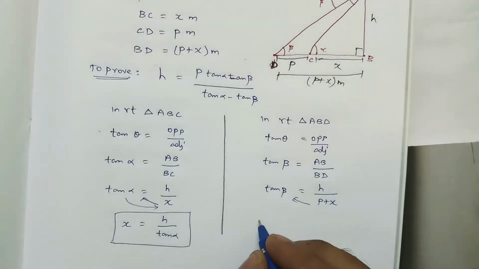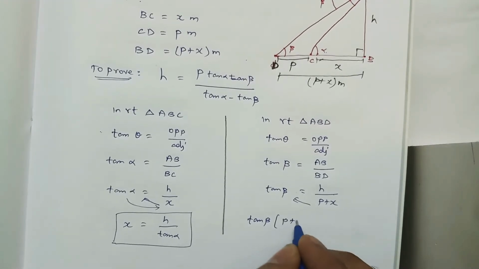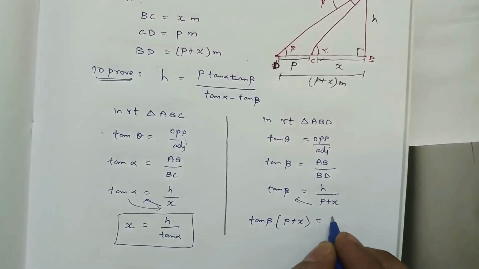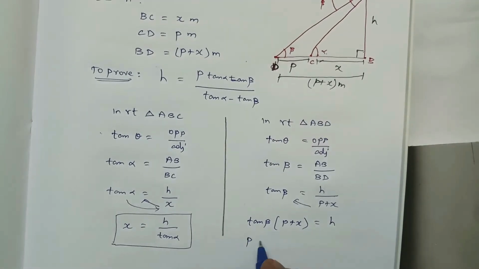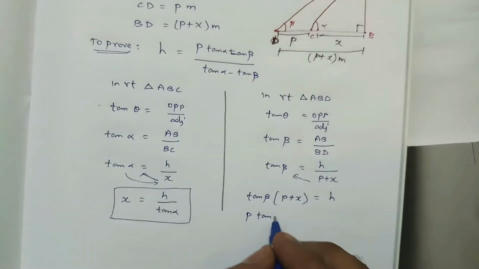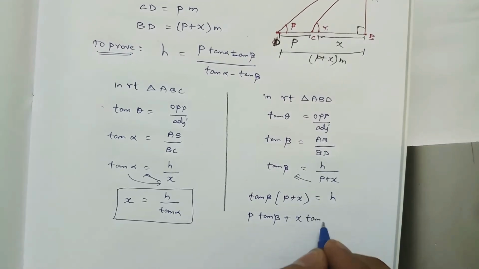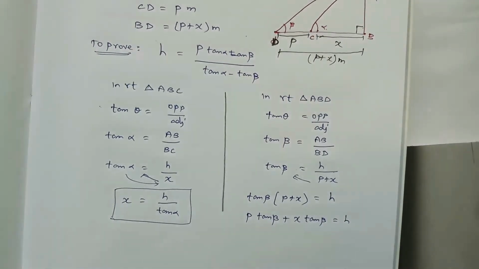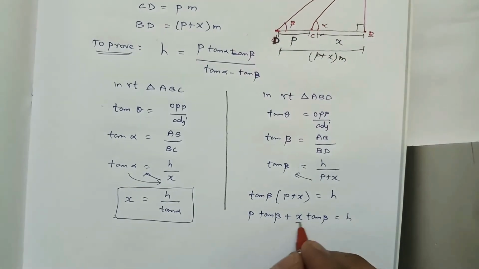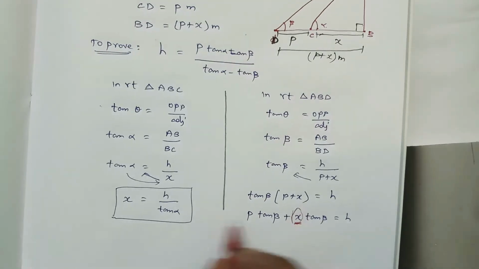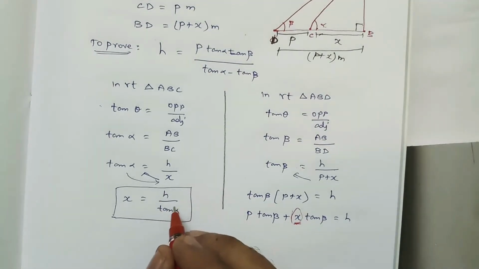Just bringing this P plus x to the LHS and multiplying, it becomes tan beta into P plus x is equal to H. Multiplying inside, P tan beta plus x tan beta is equal to H. Understood? Now, we already know the value of x. So substitute x is equal to H by tan alpha, which we have already found.